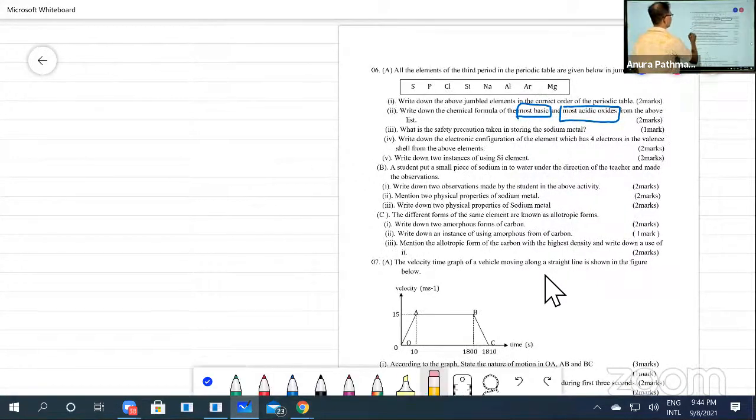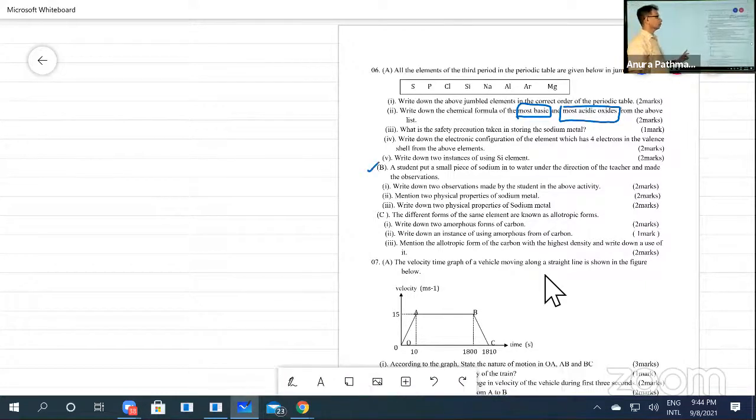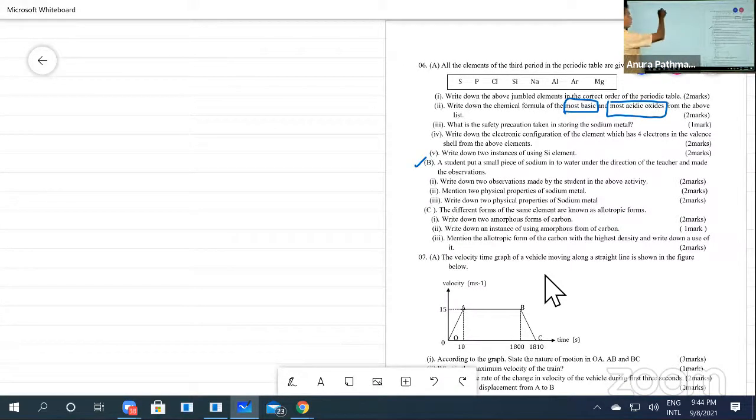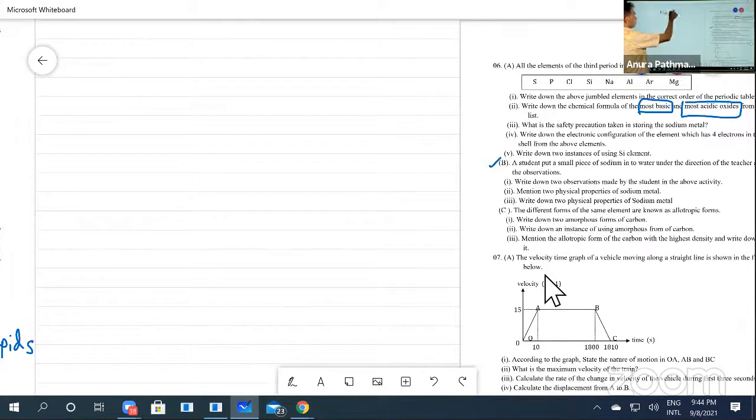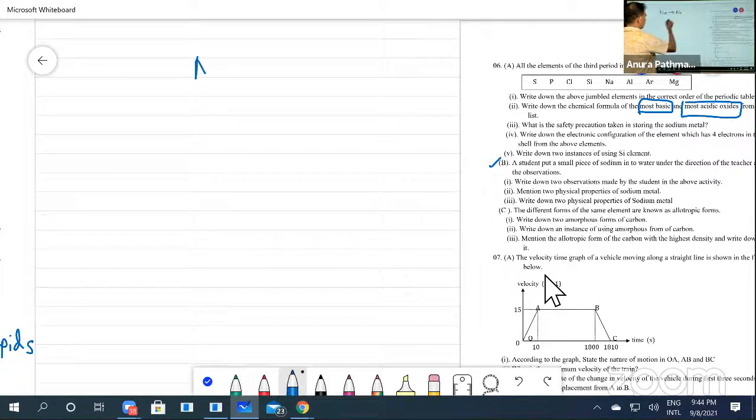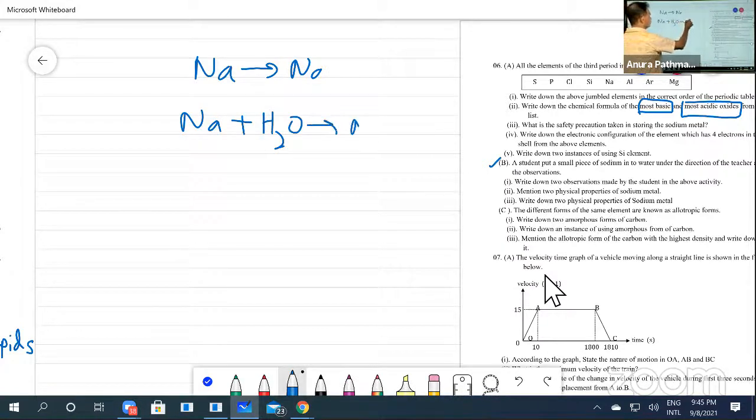Question number 5. A student put a small piece of sodium into water under the direction of the teacher and made the observation. Well, what happened when sodium is put into water? It reacts with water, and it makes sodium hydroxide and hydrogen gas. So that's the reaction.